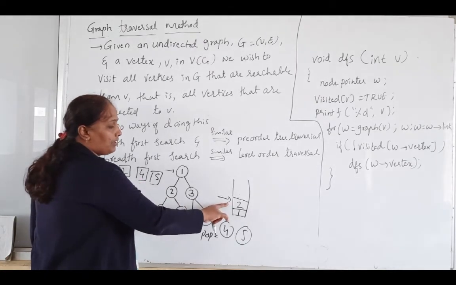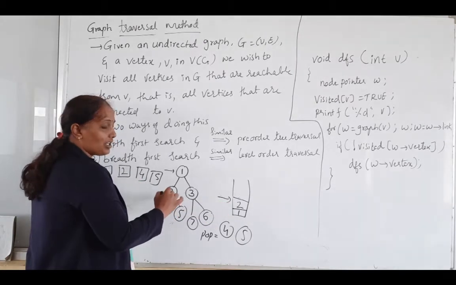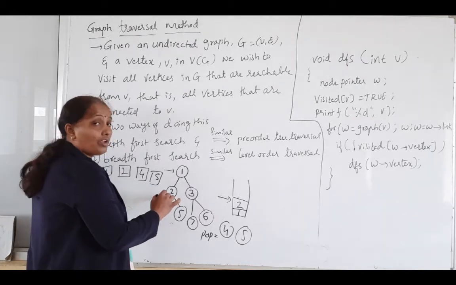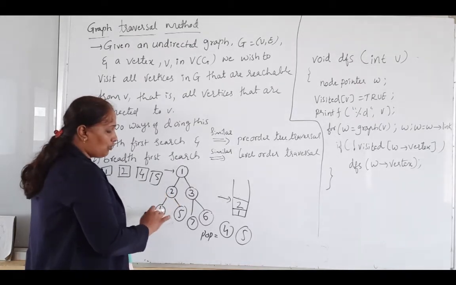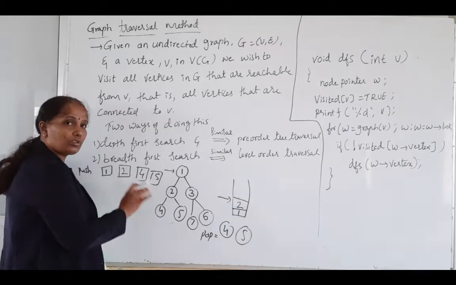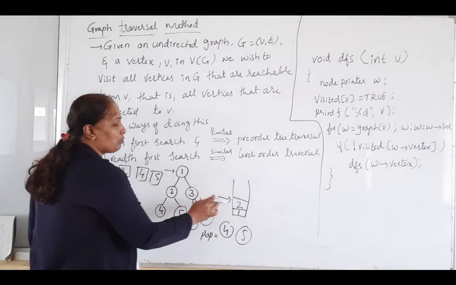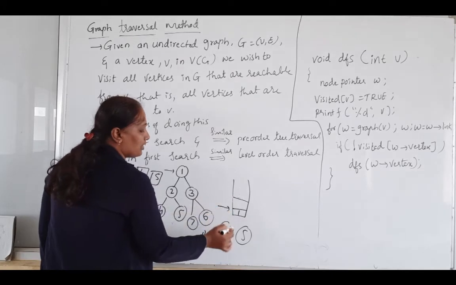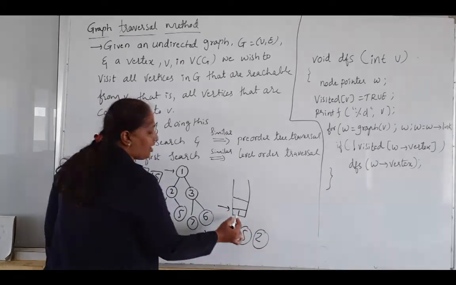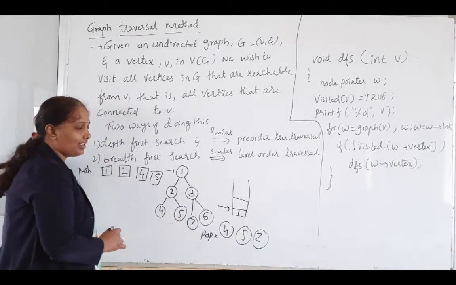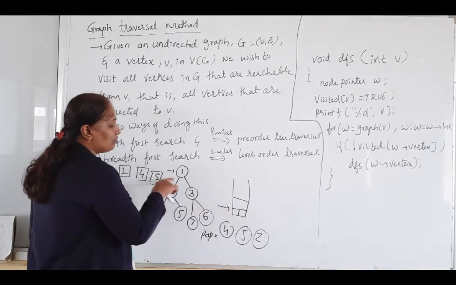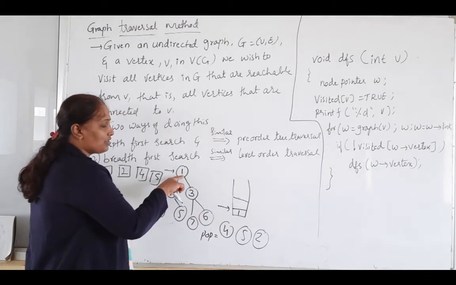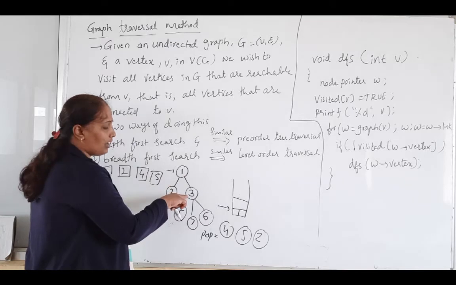Here, are there any other vertices connected to this vertex 2 which are not yet visited? No. 4 is there, 5 is there, and both are visited. Now I am going to pop 2 from the stack. After that, what will be the top of the stack? It is 1.